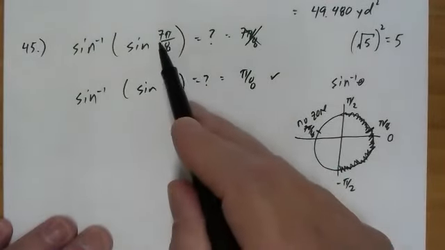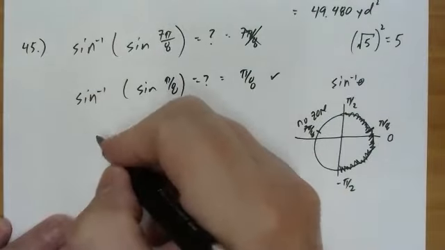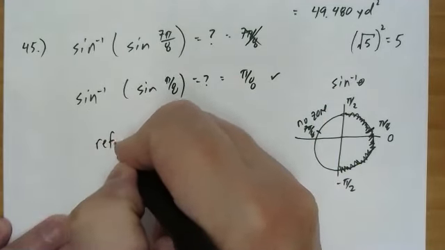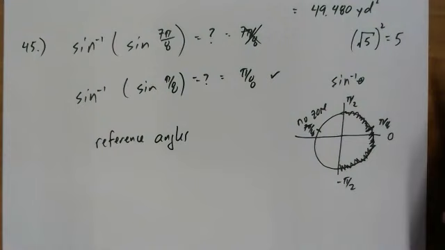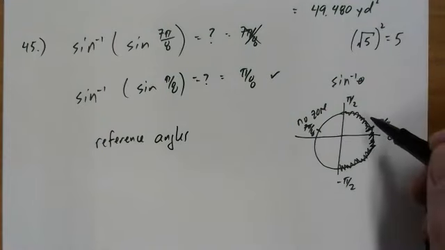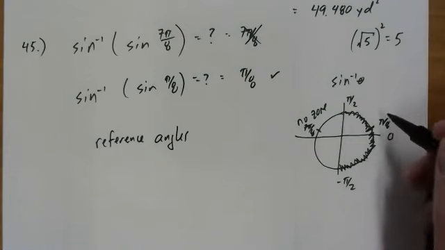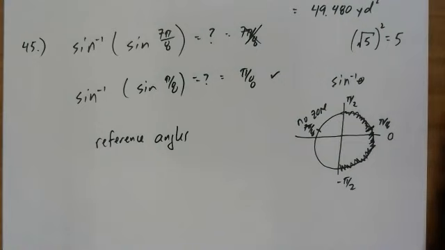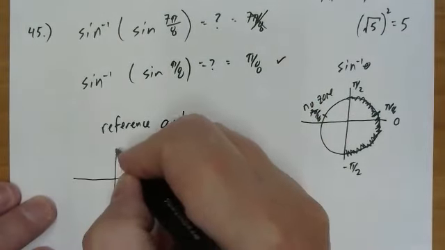So what do you do if you cannot use the shortcut? If you can't use the shortcut, you have to go back and look at the concept of reference angles. Remember, reference angles are two different angles that have the same trig functions, except for the positive and minus. The numbers are the same. A quick review. Let's pick out some angles we know pretty well.